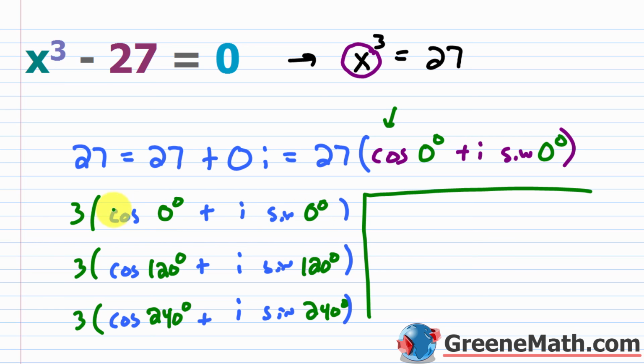So basically, you would have 3 times 1, which is 3. So I would say x is equal to 3. Okay, that would be my first solution. For this one, the cosine of 120 degrees and the sine of 120 degrees, let's think about this.